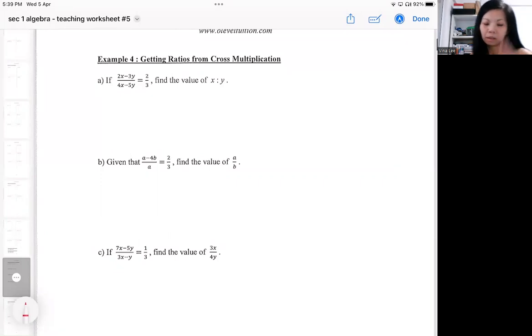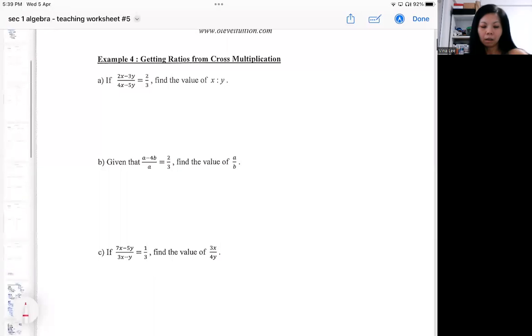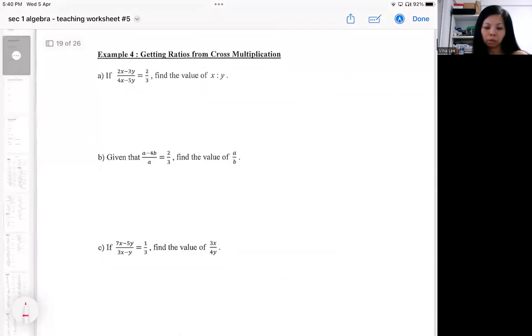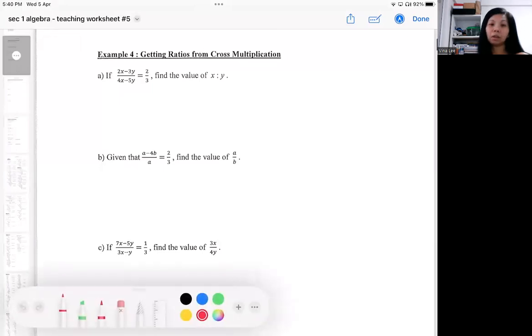The basic technique will still be the same, like the one that we did at the start. The method is adding something on both sides, subtracting something on both sides, multiplying something on both sides, or dividing something on both sides. So the technique is still the same idea. It's just that you need to have awareness of what the question is asking you.